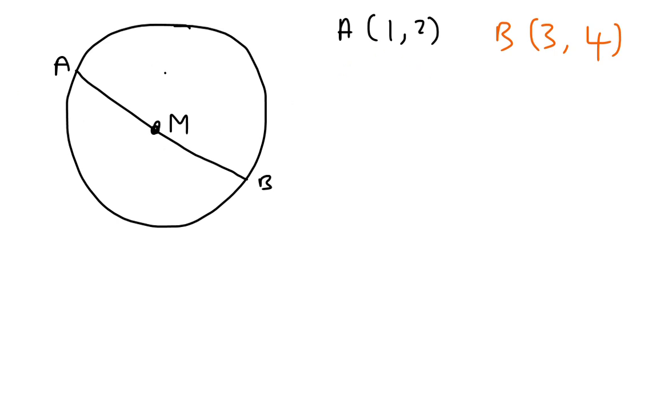Now let's see, where can we start? We've got the center M, right? So M is the midpoint, okay? M is the center. It means that AB is a diameter, with the center being at M.